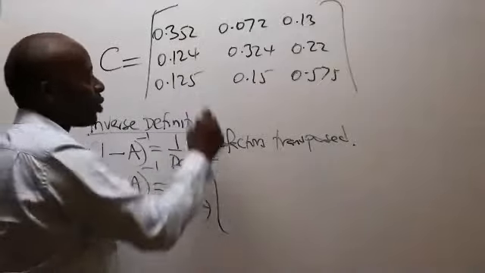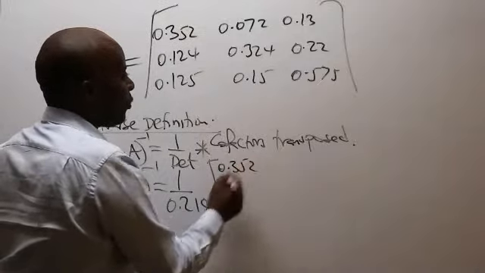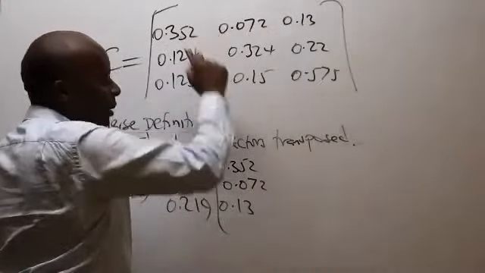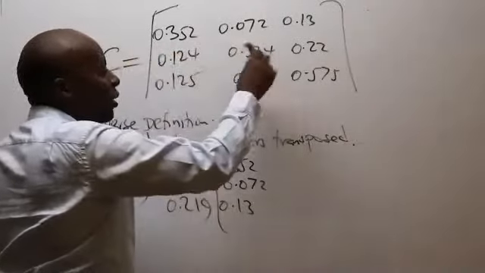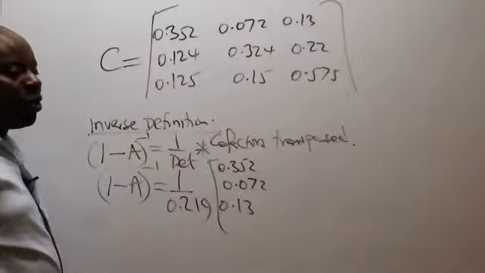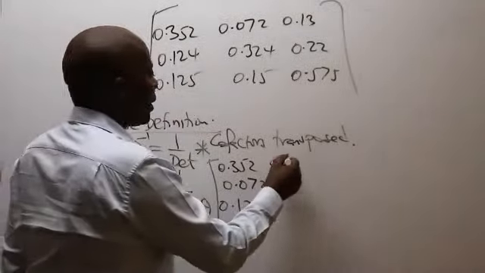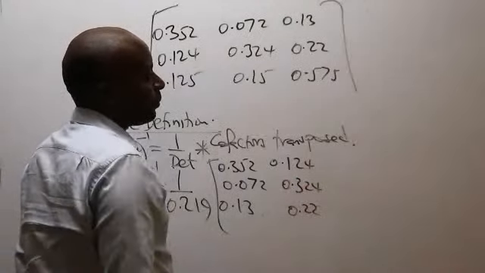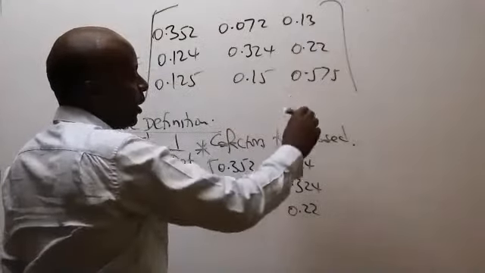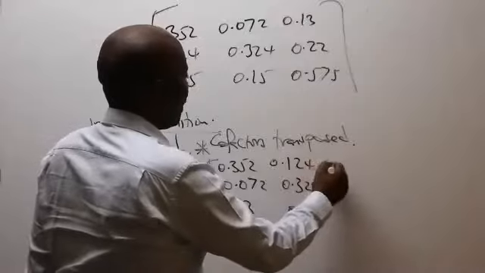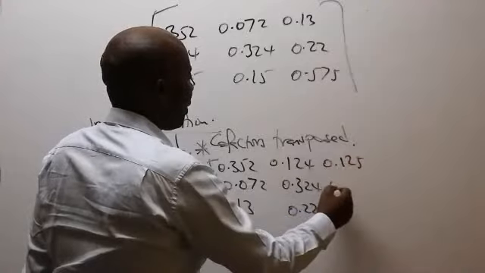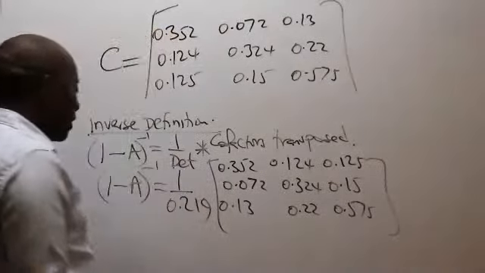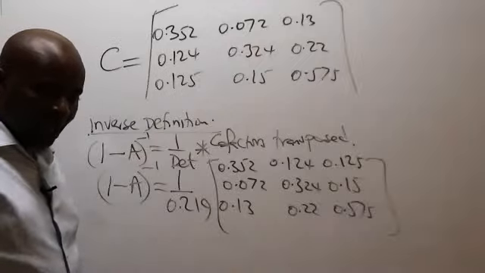So row number 1 becomes column number 1. So we have here 0.352, 0.072, 0.13. So this is row 1 that has become column 1. Row 2 becomes my second column: 0.124, 0.324, then 0.22. And then row 3 becomes column 3: 0.125, 0.15, 0.575. So ladies and gentlemen, this is our (I minus A) inverse.